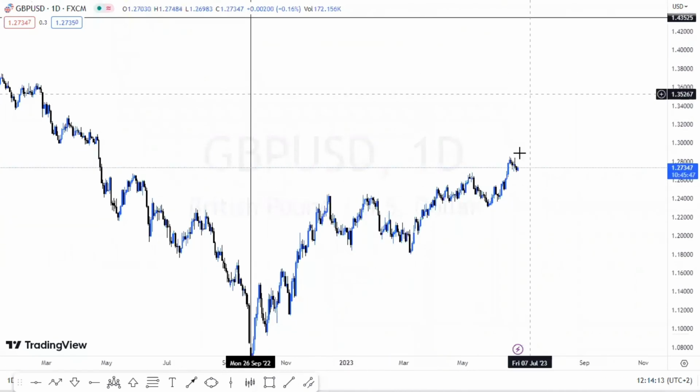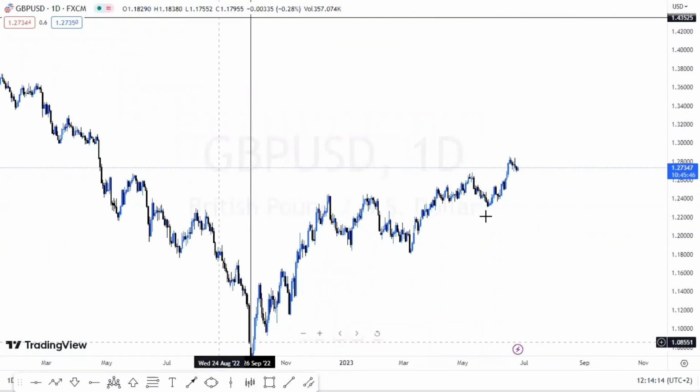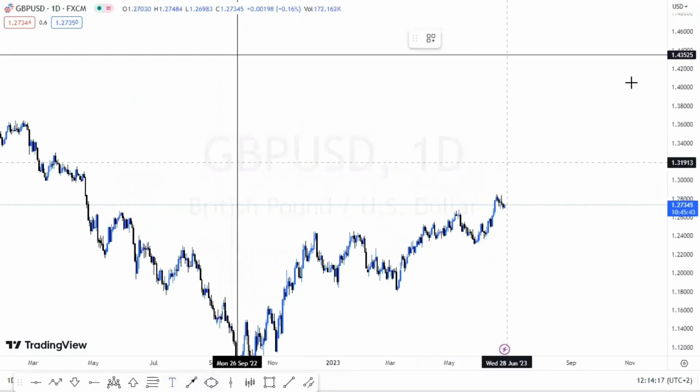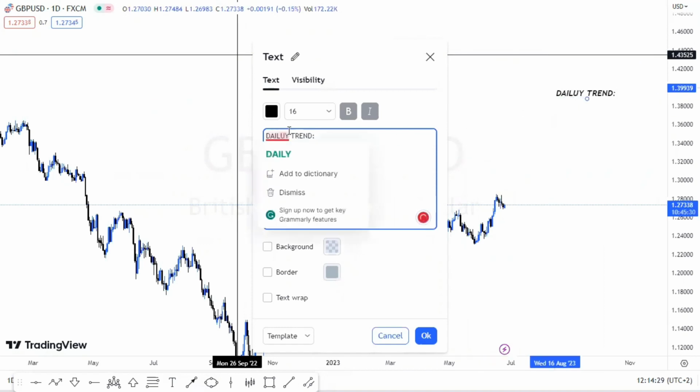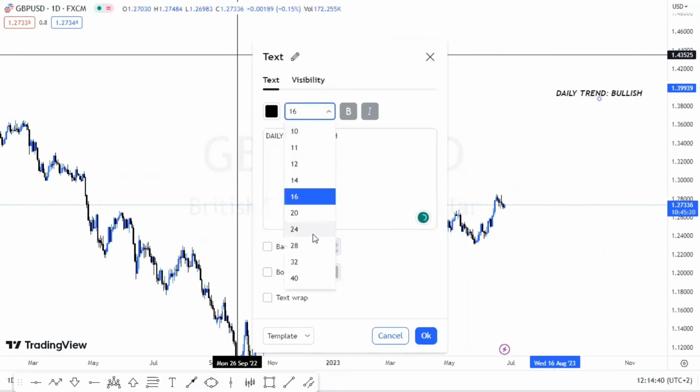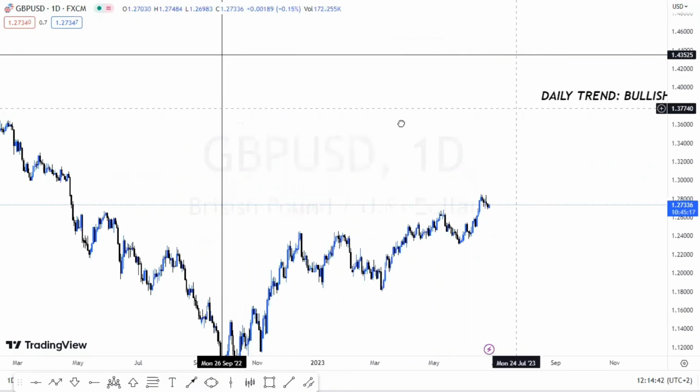So we can say the daily trend is bullish. You can type that. Let me just type it out. Let me be consistent with what I introduced you guys to, because I know at the beginning, if you've been tapped in, you know that I always preached that you have this on your chart. Have this on your chart, because it'll keep you in check.